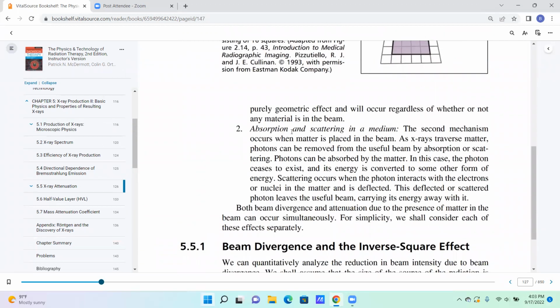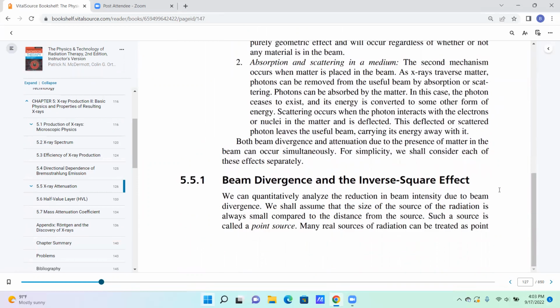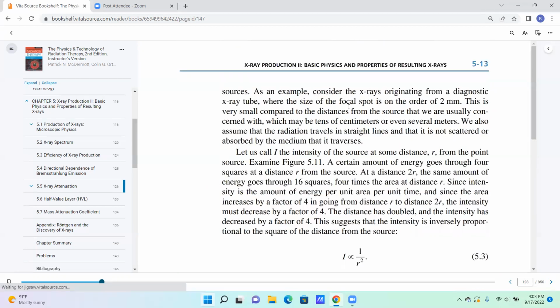Another way it will spread out is the absorption and scattering in a medium. So as X-rays traverse matter, photons can be removed from the useful beam by absorption or scatter, and they can also be absorbed by matter, and the energy is converted to some other form. And you can see, as soon as I can get this to click.